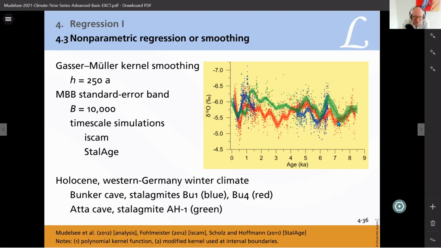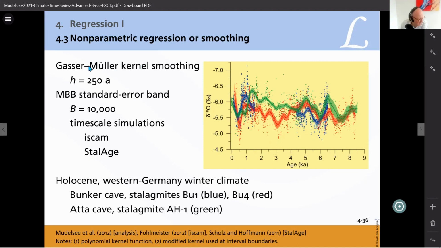Okay, and the data points are just these small dots, and we have two caves, Bunker Cave and another cave, and from Bunker we have two stalagmites. One is Bunker 1, the blue one, and one is Bunker 4, the red one. And then the question was, what are the trends? Time-dependent variability and time-dependent trend in these values. And we did the same for the green one, for the other cave, stalagmite AH1. And we wanted to look at longer-term changes.